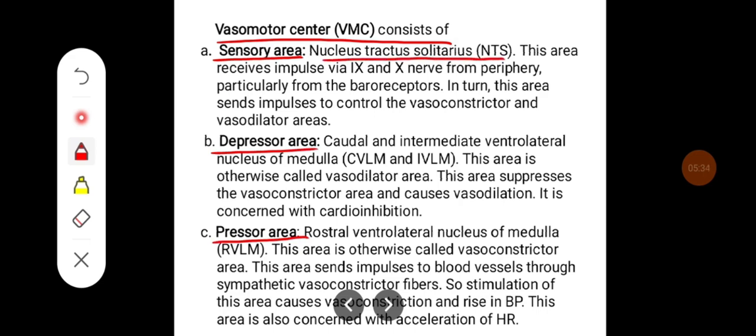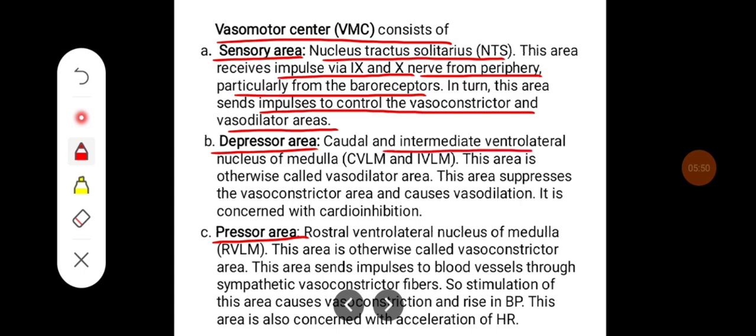This area receives impulses via 9th and 10th cranial nerves from periphery, particularly from the baroreceptors. In turn, this area sends impulses to control the vasoconstrictor and vasodilator areas. Depressor area: caudal and intermediate ventrolateral nucleus of medulla, that is CVLM and IVLM. This area is otherwise called vasodilator area. This area suppresses the vasoconstrictor area and causes vasodilatation. It is concerned with cardio inhibition.